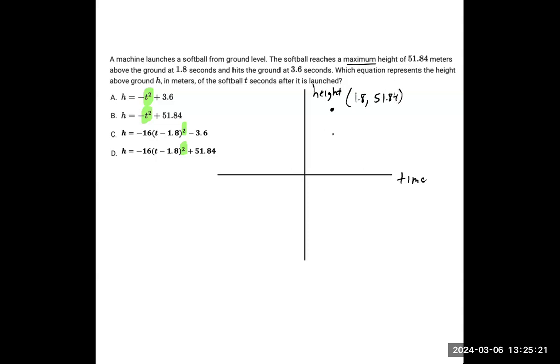the vertex. So let's imagine an XY axis, the way it's being described to us here. The X axis is the time and the Y axis is the height. The parabola is having a maximum value of 51.84 at 1.8 seconds. So when X is 1.8, Y is 51.84, and we can imagine everything else from there.